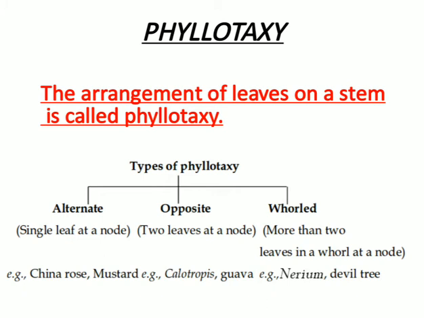There are various types of patterns of the leaves, and accordingly we have classified them into alternate, opposite, and whorled. Examples of alternate are China rose and mustard. Examples of opposite are Calotropis and guava. An example of whorled is Nerium. Nerium is a desert plant which shows the whorled arrangement of the leaves.